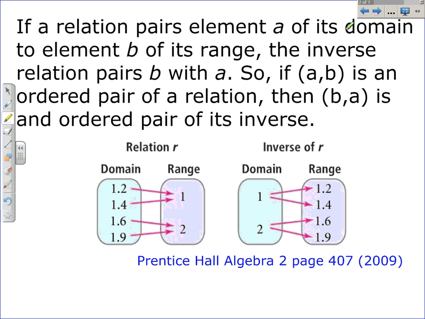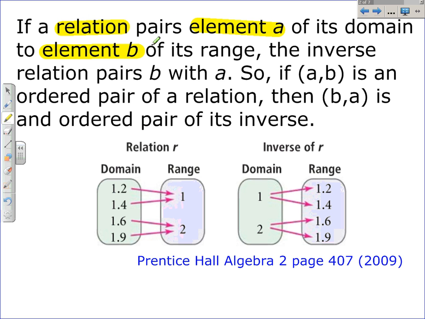Today we're going to be talking about an Algebra 2 topic, inverse relations and functions. If a relation pairs element A of its domain to element B of its range, the inverse relation pairs B with A. So if AB is an ordered pair of a relation, then BA is an ordered pair of its inverse.